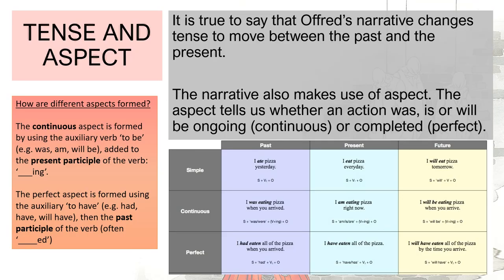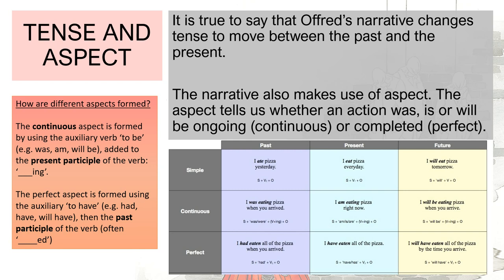Now we move on to tense and aspect, and think about the way that grammar is used to create perspective within a particular time. And there's a table there that you may have seen before, which shows the past, the present, and the future. And we know, obviously, that Offred's narrative will change tense as her narration moves between the past and the present, and also on occasion using the future tense, although the majority of the narration is in the past and the present.